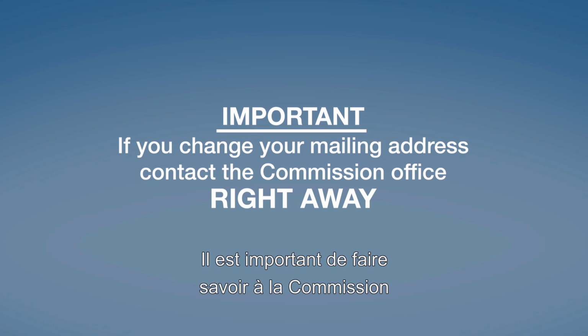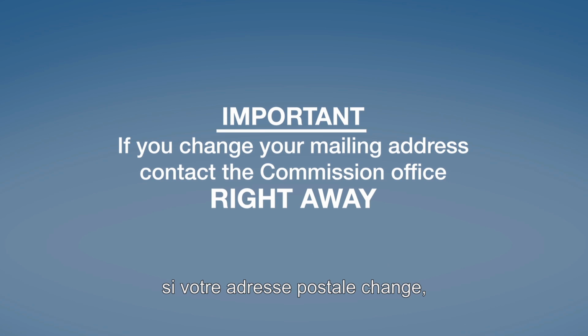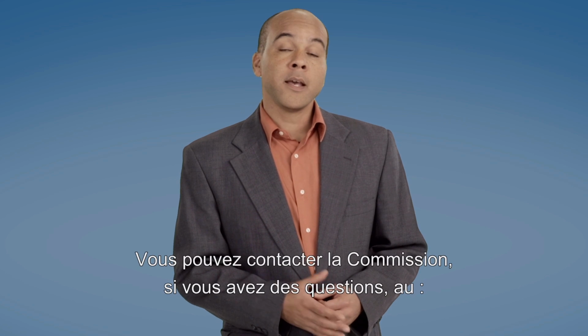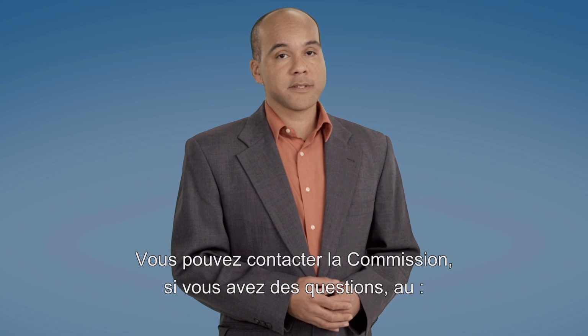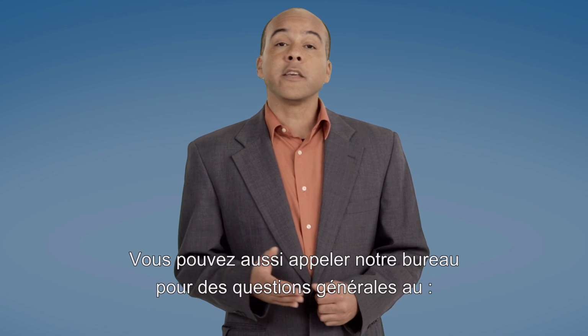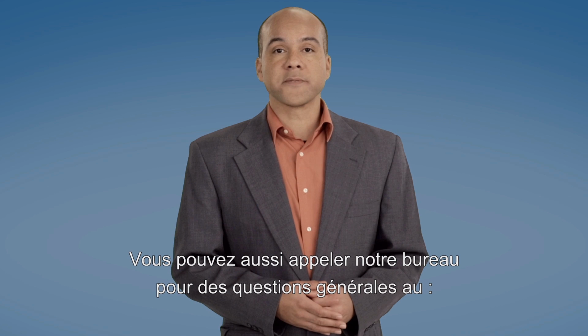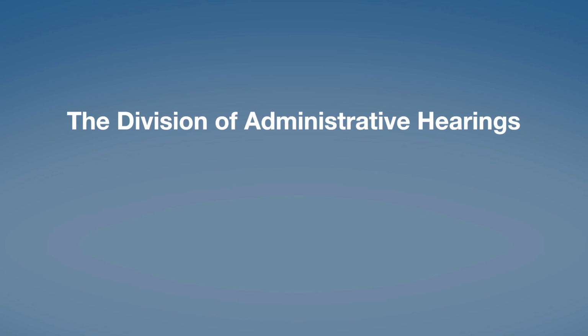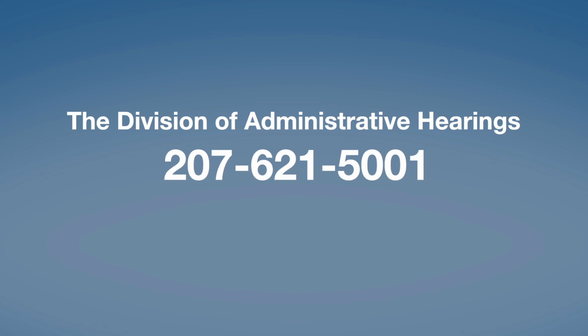It's important to contact the Commission office directly if your mailing address changes to make sure you receive any correspondence regarding your appeal. You may contact the Unemployment Insurance Commission with any questions at 207-623-6786. You may also call our office for answers to basic appeal and hearings questions at 207-621-5001.